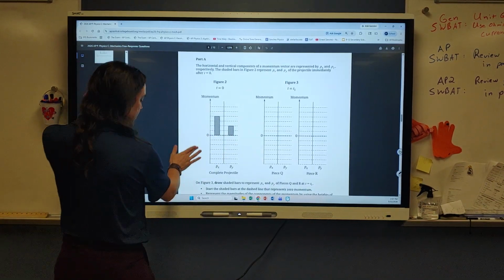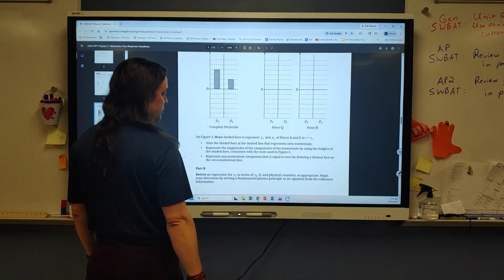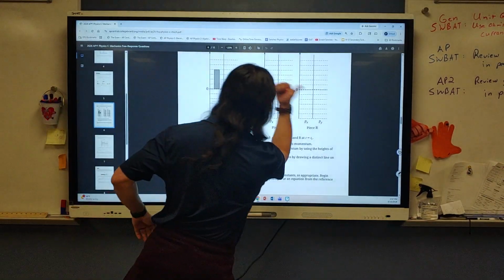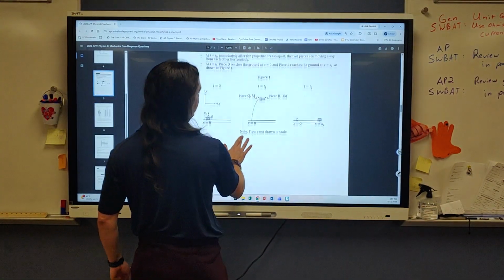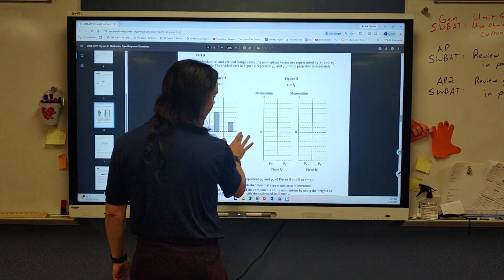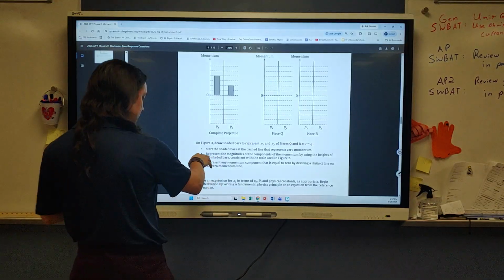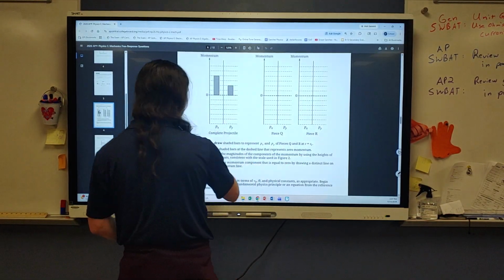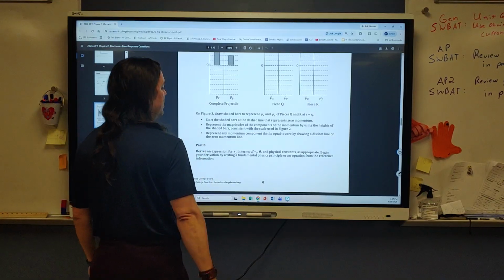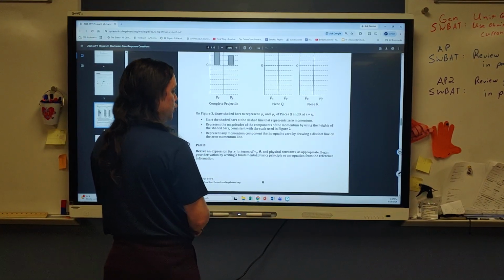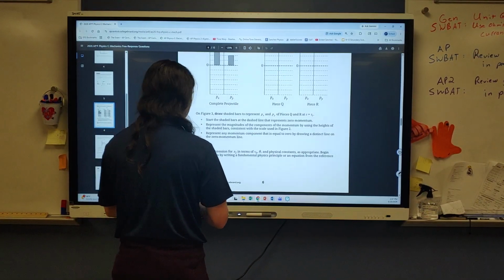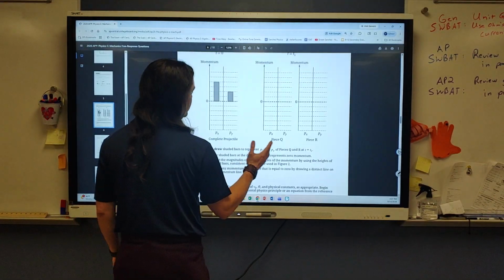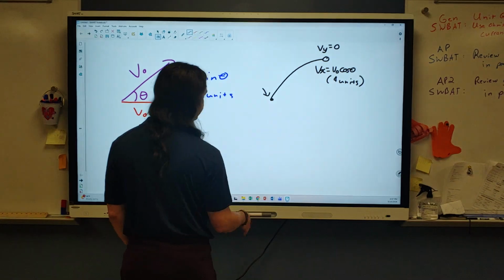Now, what they've got is draw shaded bars to represent Px and Py for pieces Q, the one that goes backwards, and R, the one that goes forwards. Let me double check that I've got that right. Yes. Represent the magnitudes of the components with the momentum by using the heights of the shaded bars. Represent any momentum component that is equal to 0 by drawing a distinct line on the 0 momentum line. Okay. There are a few things that we kind of have to surmise on this.